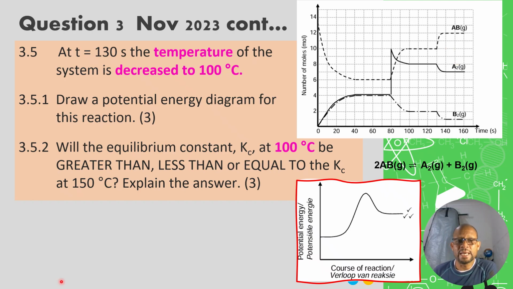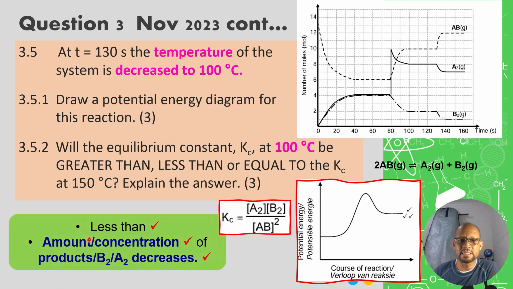Okay, so the next part of this question is 3.5.2. Will the equilibrium constant Kc at 100 degrees Celsius be greater than, less than, or equal to the Kc at 150 degrees Celsius? Explain your answer. And in this case, it will be less than.